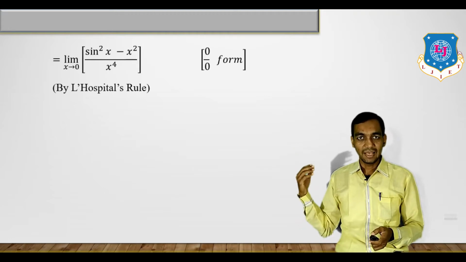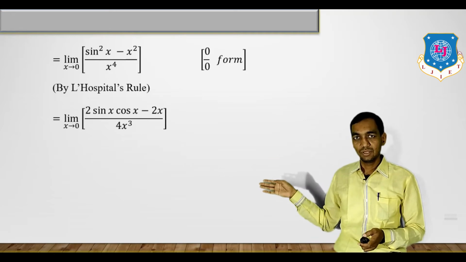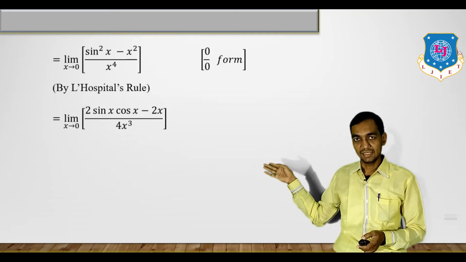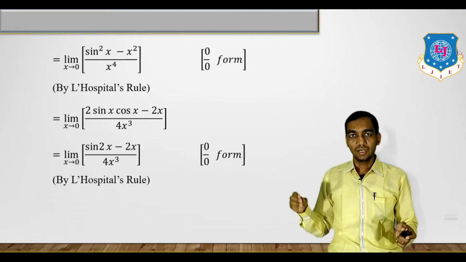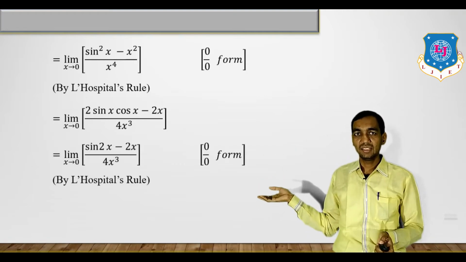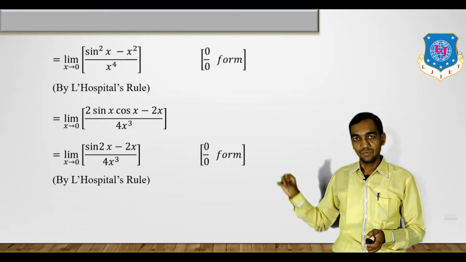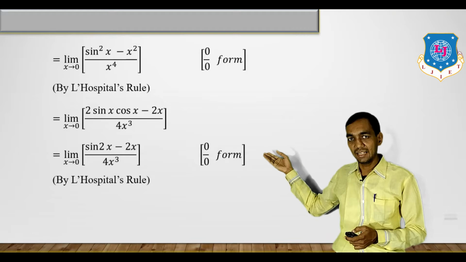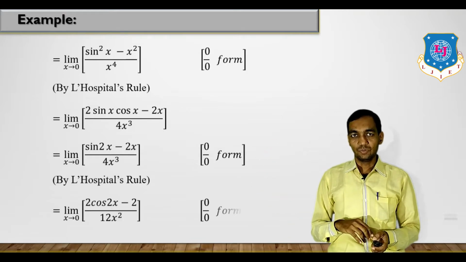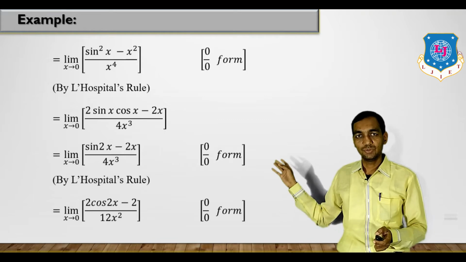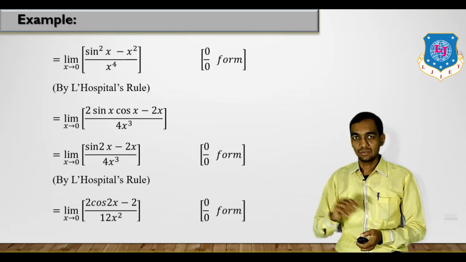So, applying L'Hopital's rule, that will give you limit x tends to 0, 2 sin x cos x minus 2x divided by 4x cube. So again, if you put the limit, then this is 0 by 0 form. Now 2 sin x cos x, we are writing in the form of sin 2x minus 2x divided by 4x cube. So applying L'Hopital's rule to this one, that will give you 2 cos 2x minus 2 divided by 12x square.